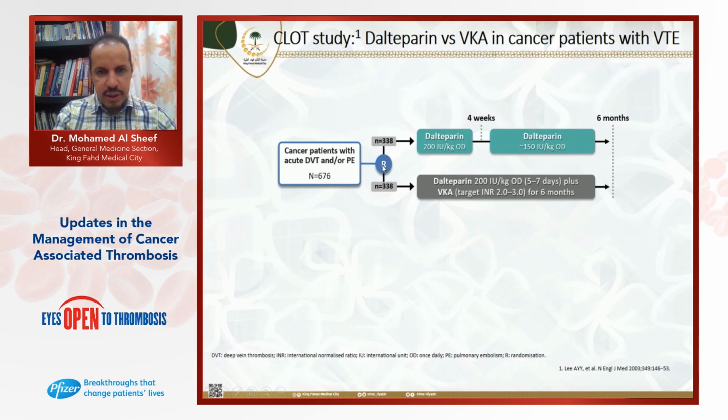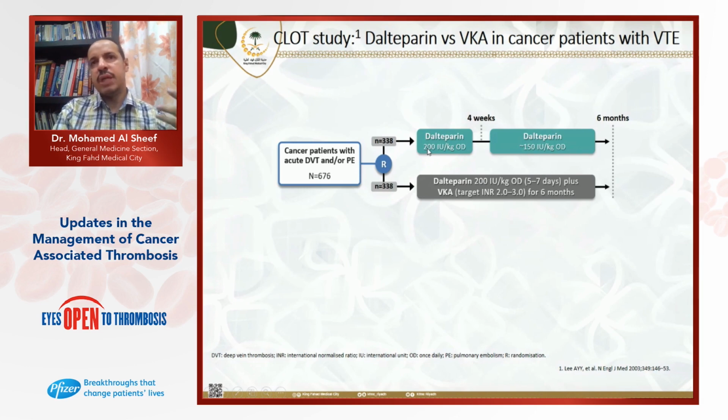They were divided into two groups in this randomized clinical trial: a dalteparin group, and the classical approach group, where dalteparin overlaps with the vitamin K antagonist warfarin. Across all trials of LMWH for treatment of cancer-associated thrombosis, they always start with the full dose, 200 units per kg once daily for 4 weeks. Then they decrease by 25% after the first month, and continue 150 units per kg once daily.